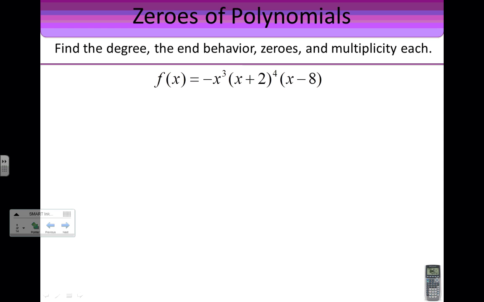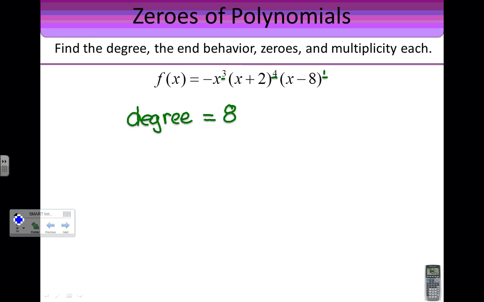So we have this polynomial here. We have f of x equals negative x cubed times x plus 2 to the 4th times x minus 8. All right, so first thing we're going to look for is what is the degree. So again, this is not in standard form. So if we were to multiply this all out, we're multiplying an x to the third, an x to the fourth, and an x to the first. So 3 plus 4 plus 1 is 8. So we have a degree of 8.